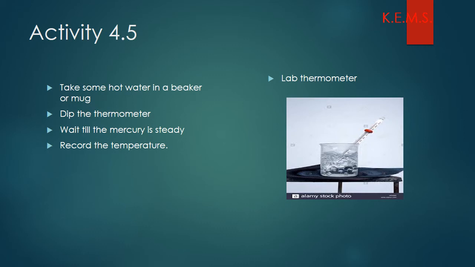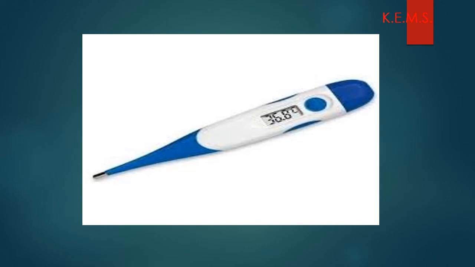Almost the procedures for both are the same: recording temperature using a clinical thermometer and recording temperature using a lab thermometer. Almost the procedures for both are the same, but the main difference is that clinical thermometer is used for the human body, whereas lab thermometer is used for laboratory objects. That is the main difference.